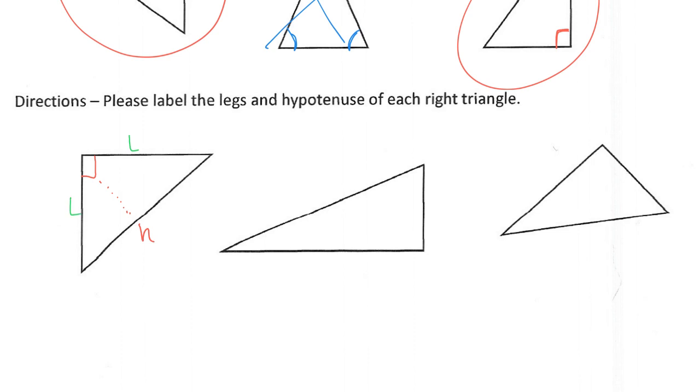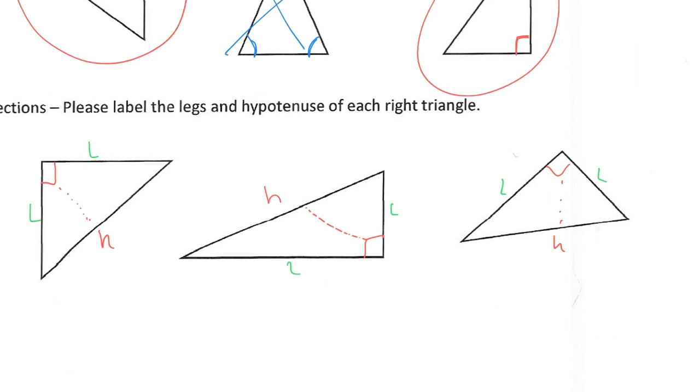All right, so take a moment and do that for the next two. Figure out where your right angle is, find your hypotenuse, find your legs. Make sure you pause when you do this and then unpause in a moment. All right, so check yours against mine. Hopefully that was pretty easy. Let's go to the next page.